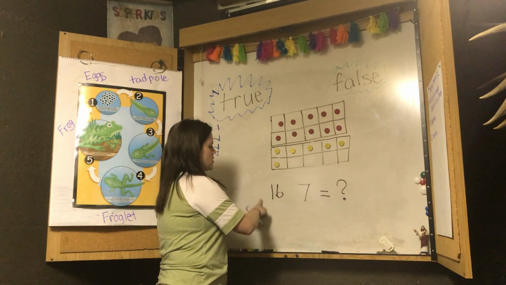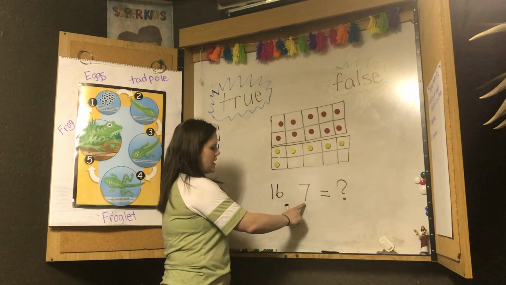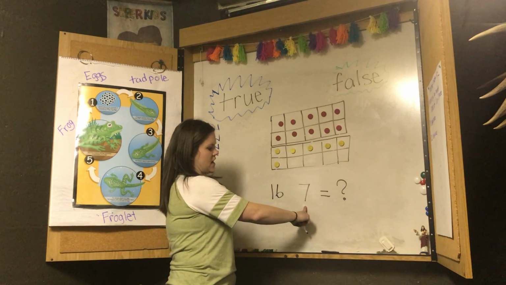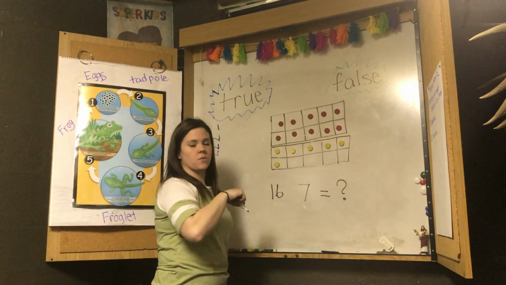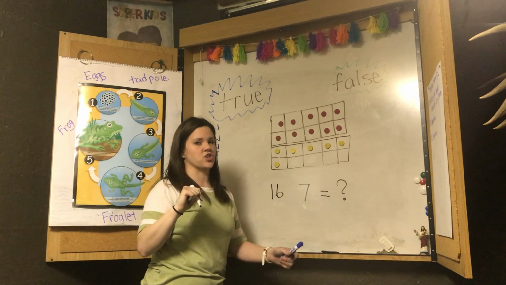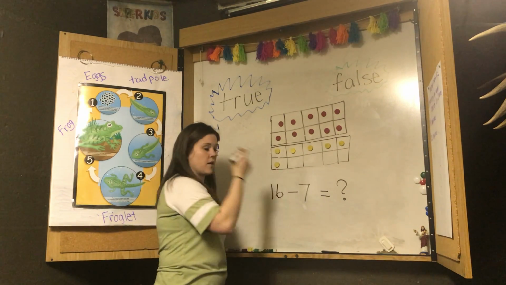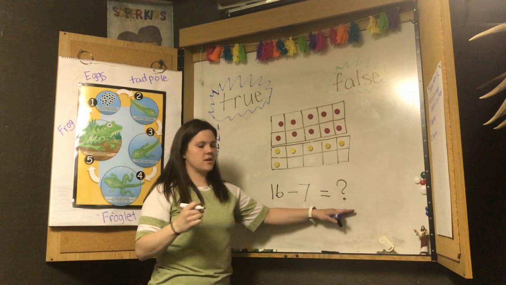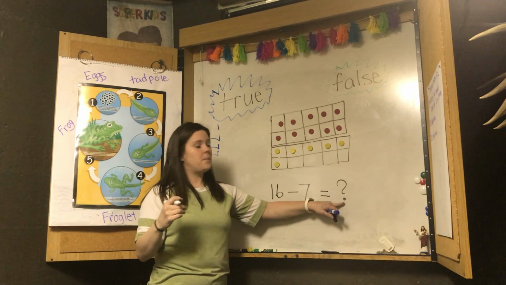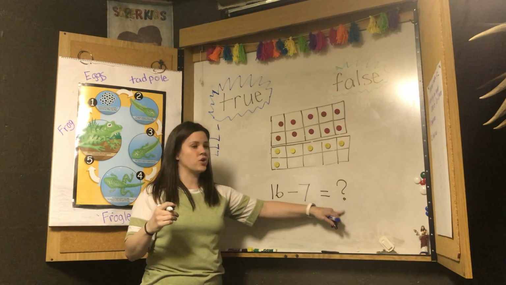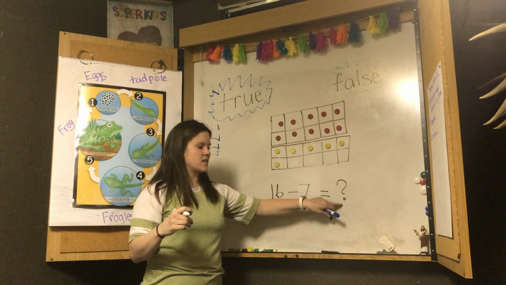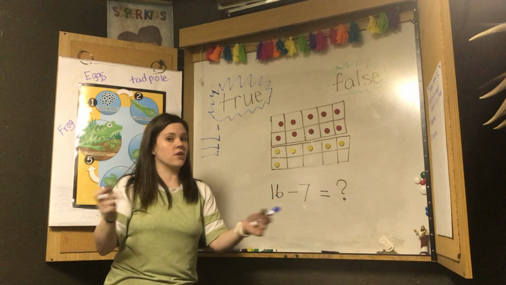So if 16 is all of the flowers she has, and this is one part of the flowers she has, we have to figure out what the other part is. So this type of sentence is going to be addition or subtraction? Subtraction. So here's my subtraction equation. But I have to solve it before it's true, right? 16 minus 7 doesn't equal question mark. I have to solve it.